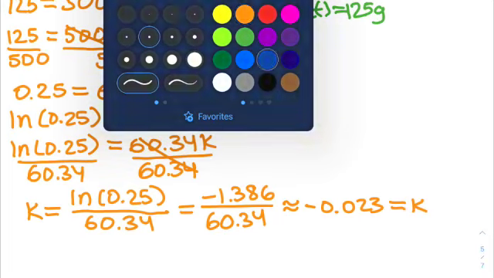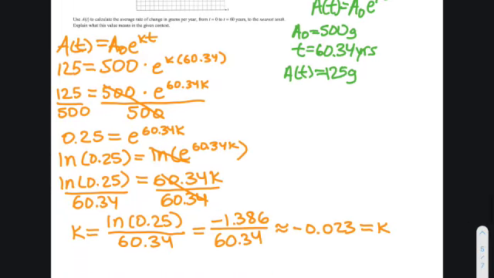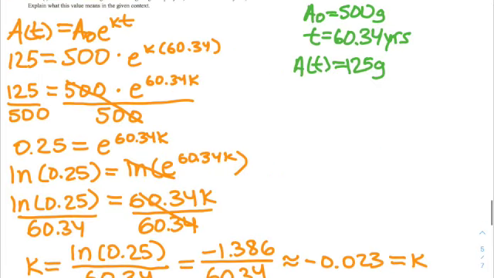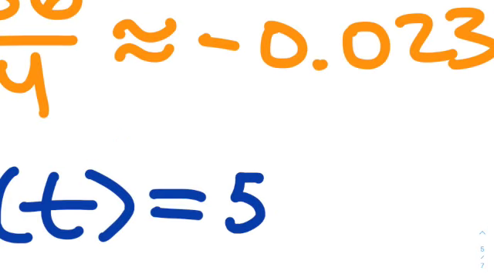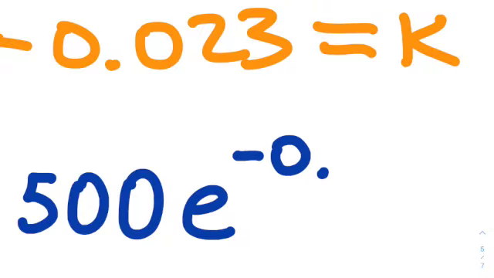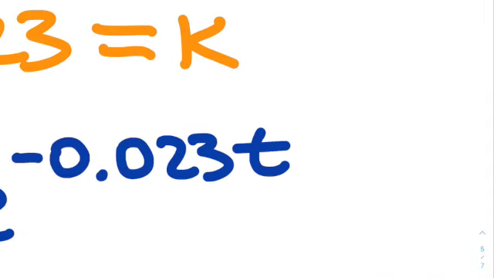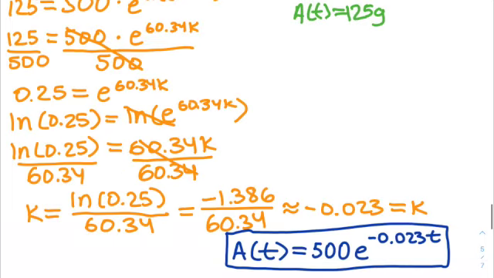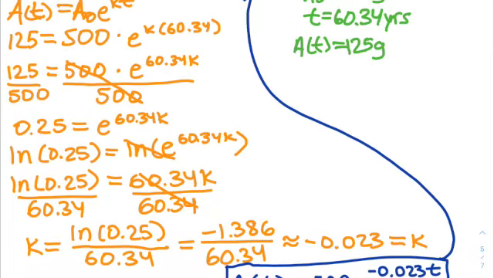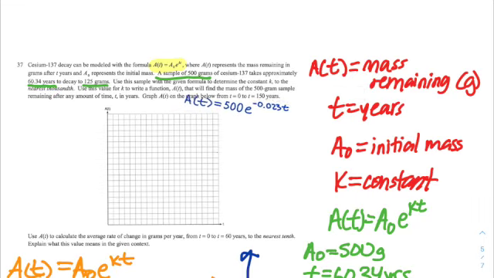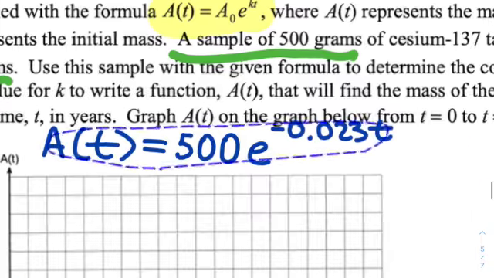So now, let's plug everything back into our original equation. So first, we have A of t, because that's what we're trying to graph. A of t is going to equal A of 0, which is 500, times e to the k, which is negative 0.023, times t. Okay, and this is our final equation that we will be using to graph. Okay, so now let's bring this equation up to the top, just so that way we know our equation and we can easily access it.